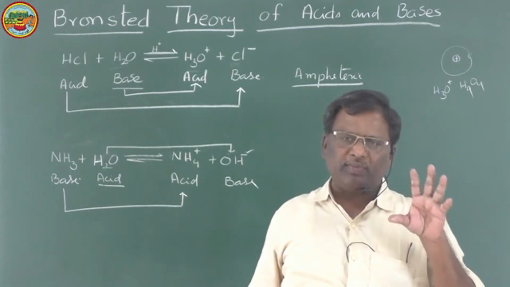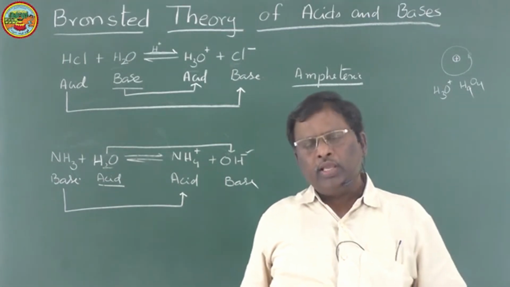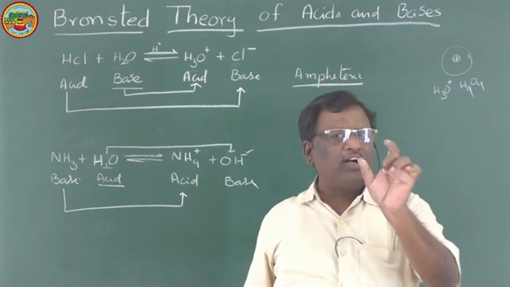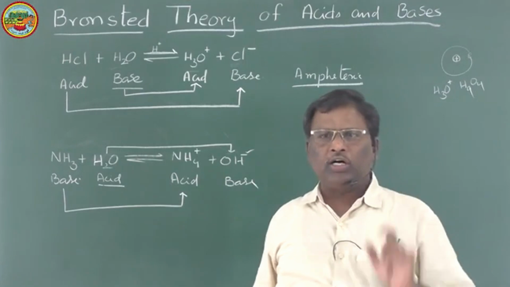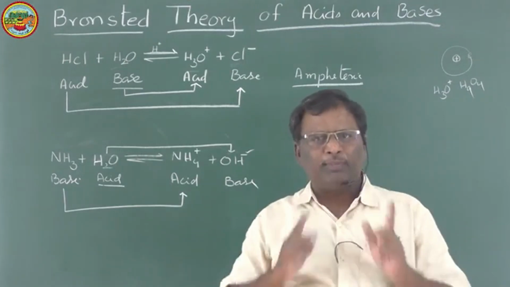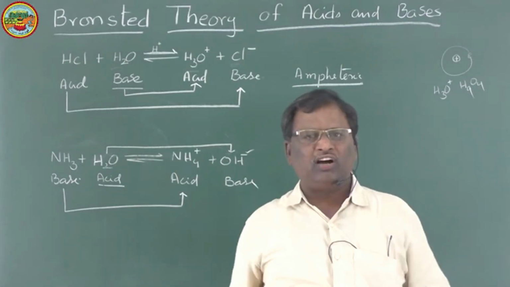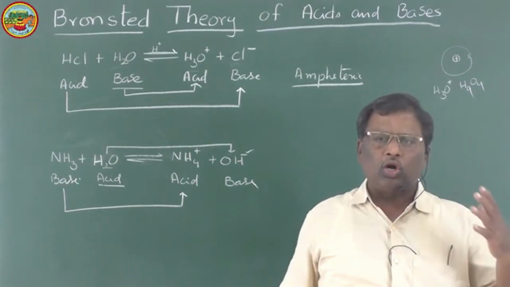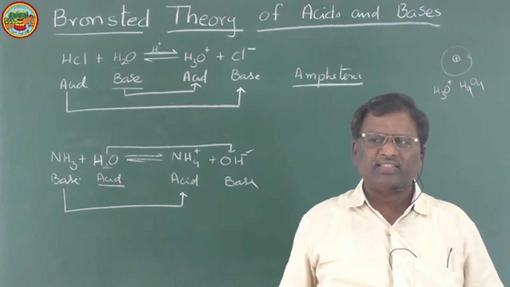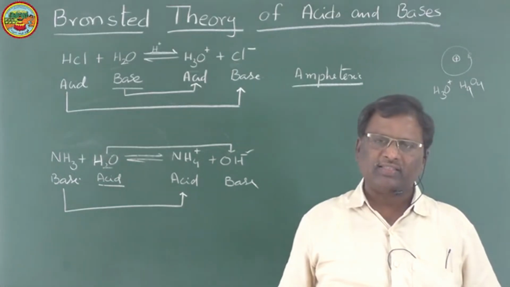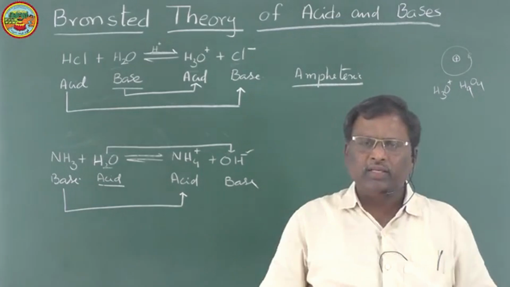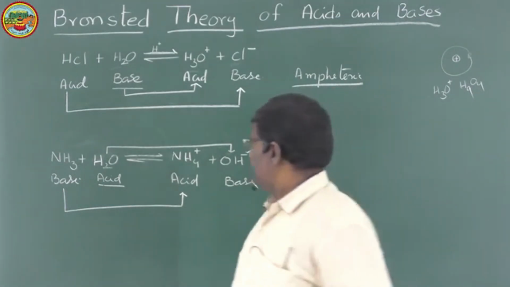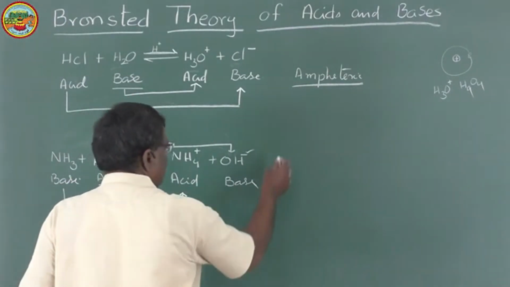Conjugate pair of acid and base means a pair of acid and base which differs by one proton and is interconvertible by exchange of protons is known as a conjugate pair of acids and bases. So from an acid, if you remove a proton, you will get its conjugate. For example, let us see some examples.